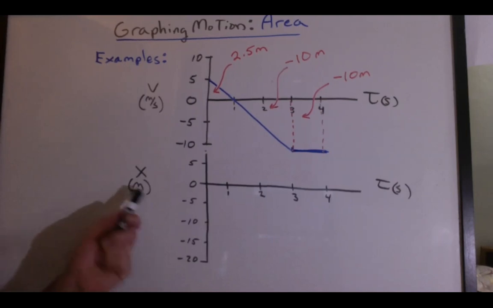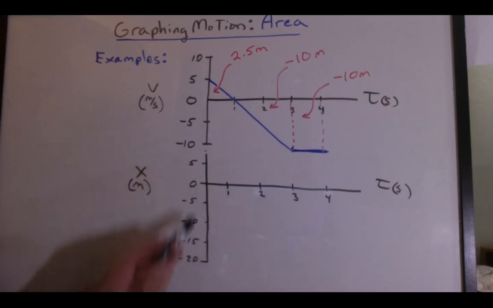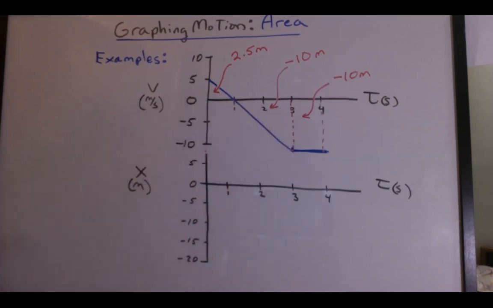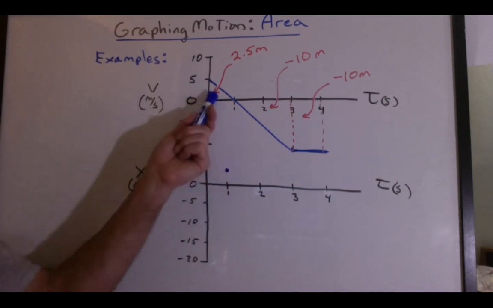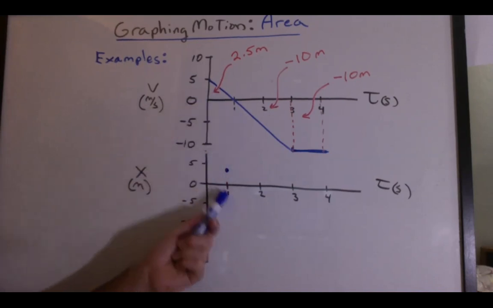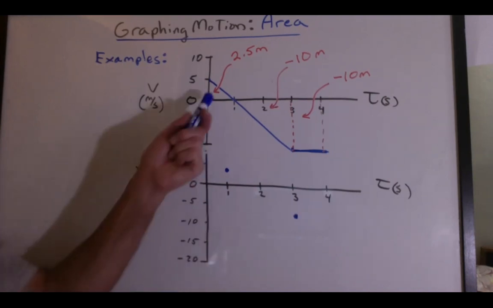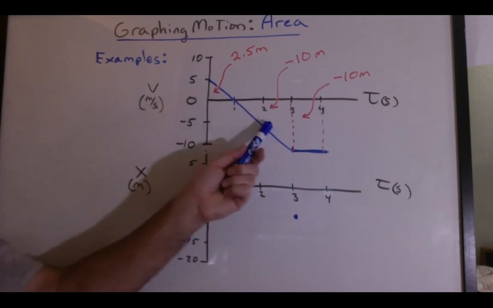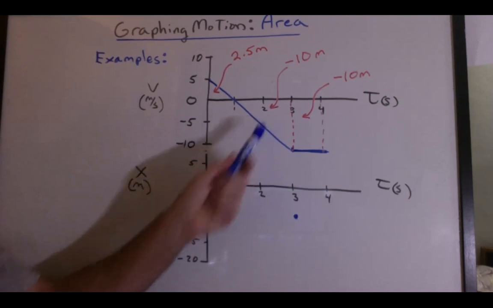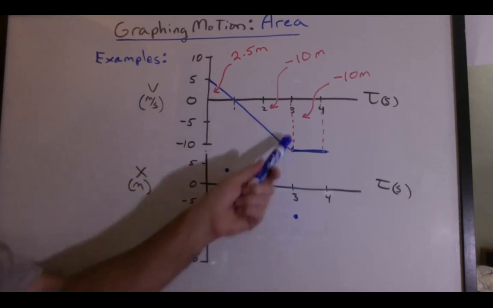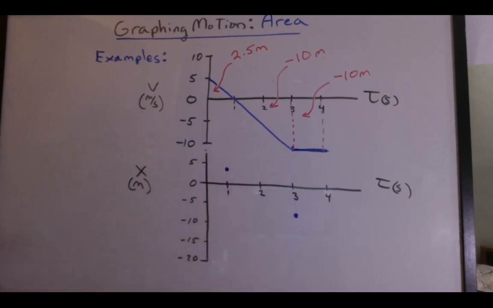I'm setting my position versus time graph up, so I have a lot of room going backwards because I'm going backwards much more than I'm going forwards. We can see that at 1 second I've traveled 2.5 meters, so at 1 second I have to put a dot between the 0 and the 5. If I go forward 2.5 meters, and then I go backwards 10 meters, I'm going to be at negative 7.5 meters. So at 3 seconds, I put a dot here.